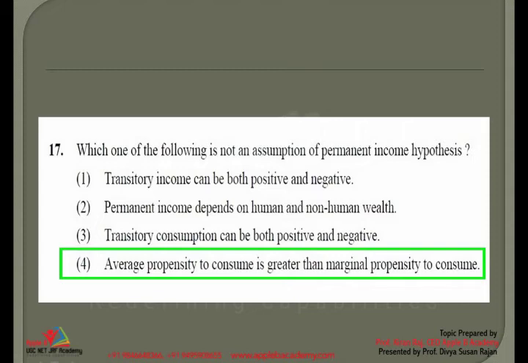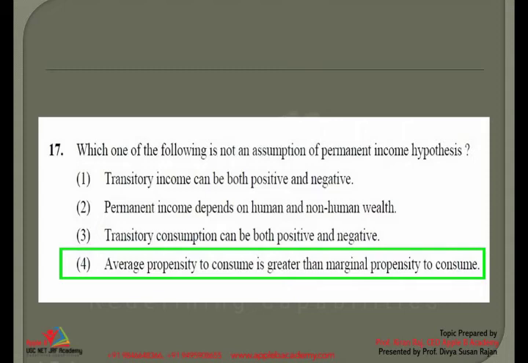Similarly, permanent income depends upon human wealth and non-human wealth. So again, permanent income depends upon my monthly income and also on non-human wealth such as assets or bonds or debentures. So these also constitute a part of the permanent income hypothesis. So point number 2 is also a correct assumption with respect to the permanent income hypothesis.